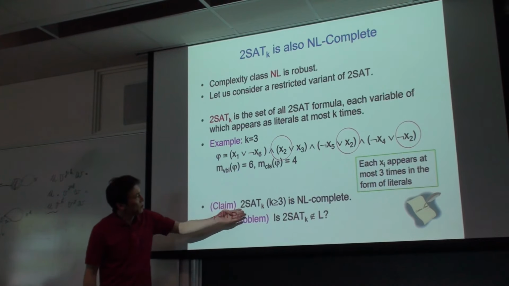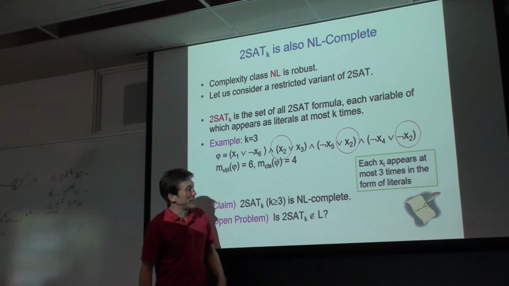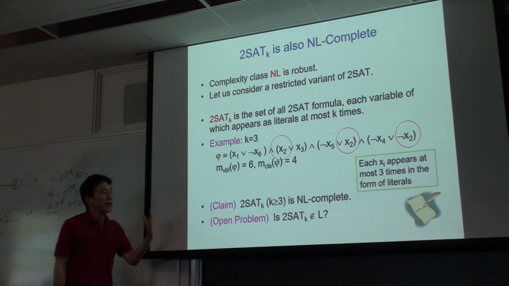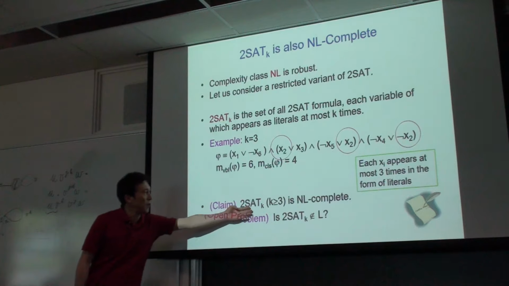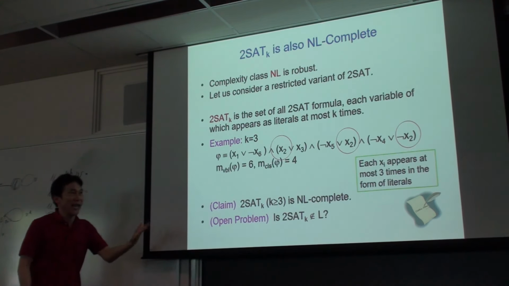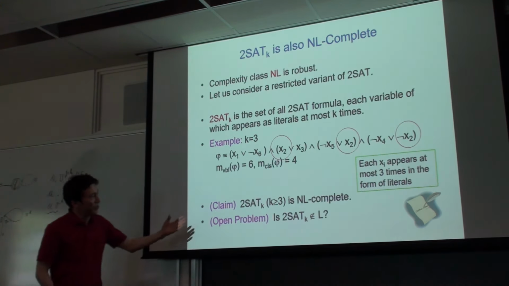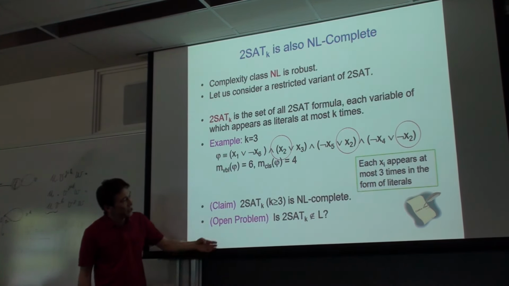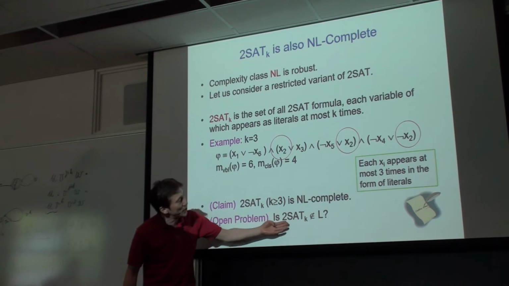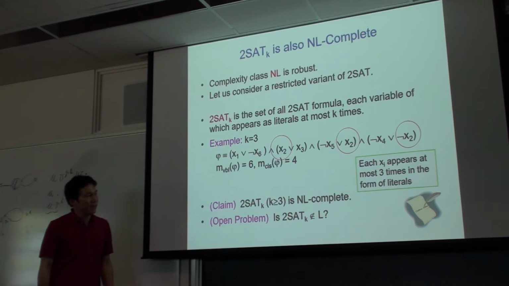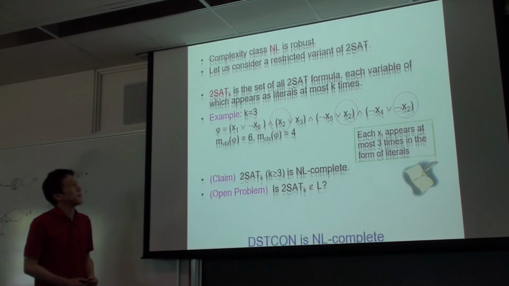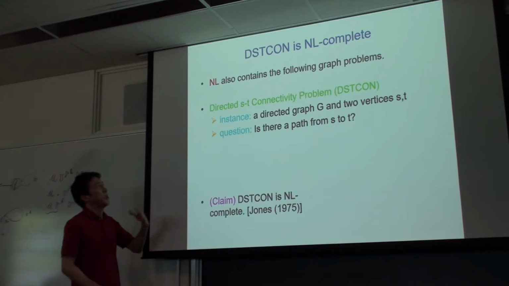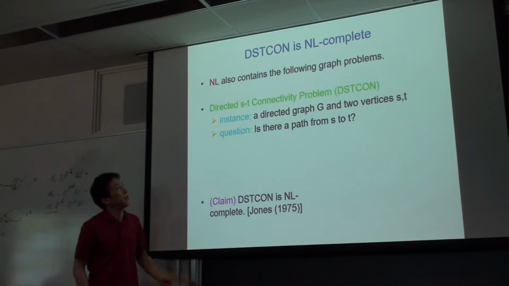So in general, 2SAT k is NL-complete, at least when k is at least 3. When k is 2 or 1, then this problem is in L, so not so interesting. The nagging complexity class question is whether 2SAT k is in L or not. Okay, now we move on to another interesting problem, the so-called directed ST connectivity problem.